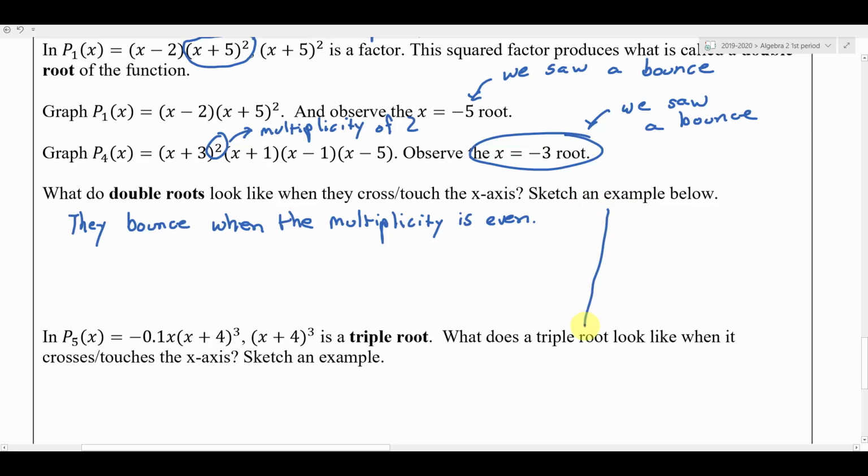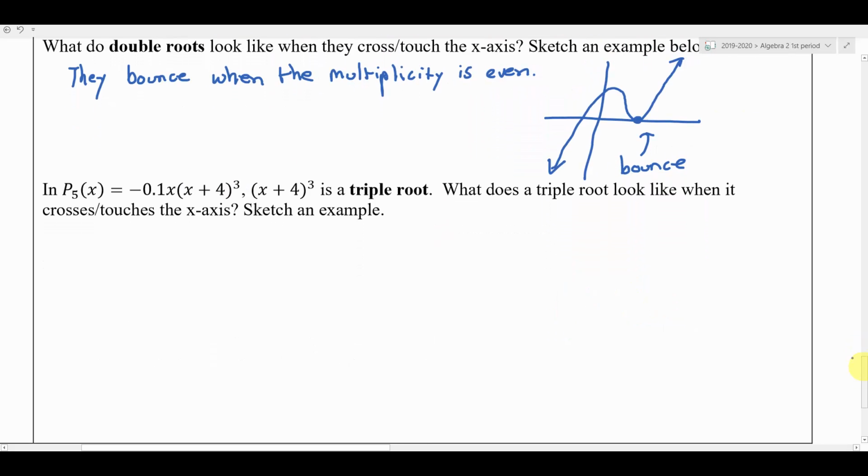So I'm just going to draw something like this. Here's my x and my y-axis, and I'll draw an example of a bounce. So this is what a bounce would look like, right? We just want to have that in our notes for future reference in case we see that behavior again. It might help us out. So we're going to move on to this next one.